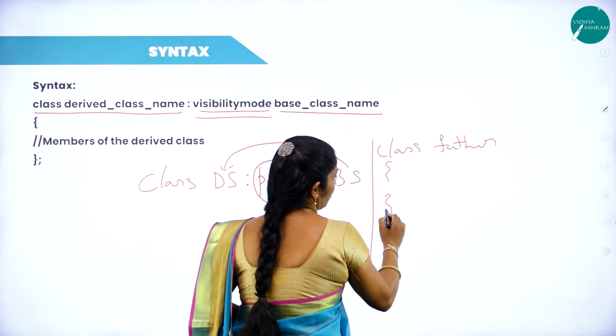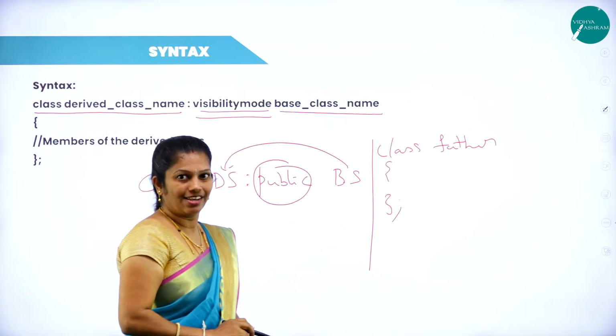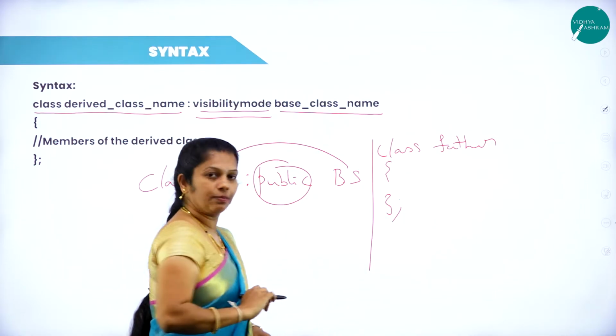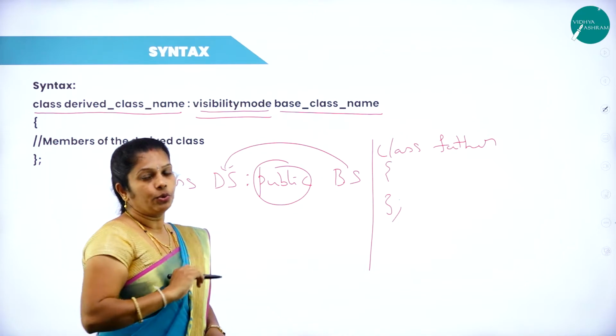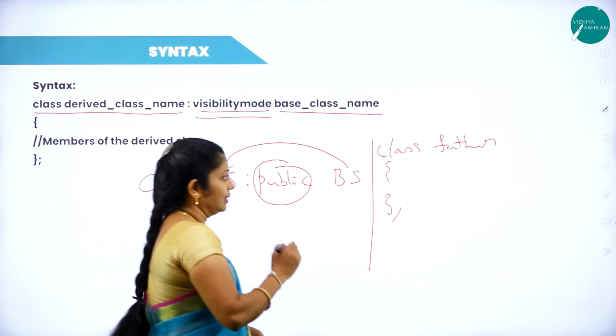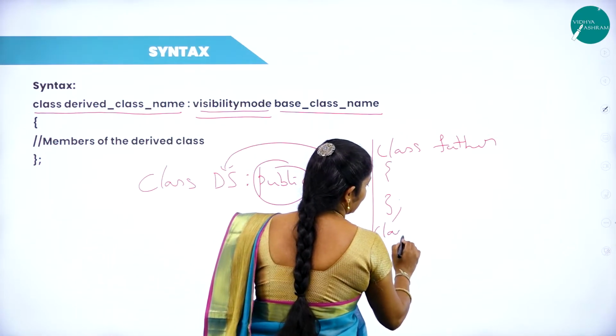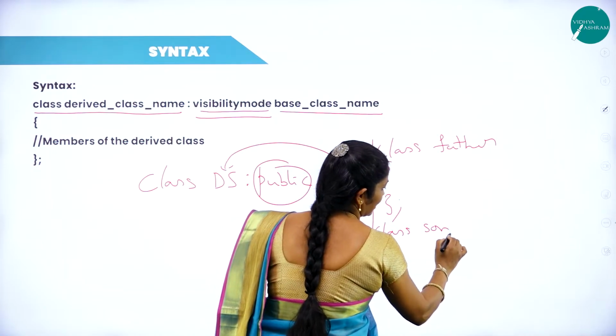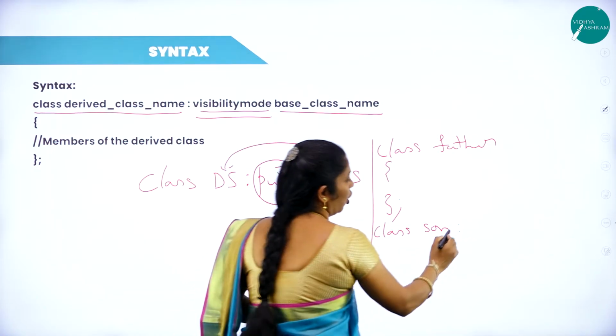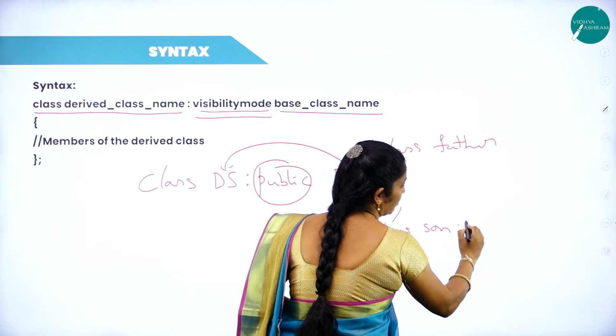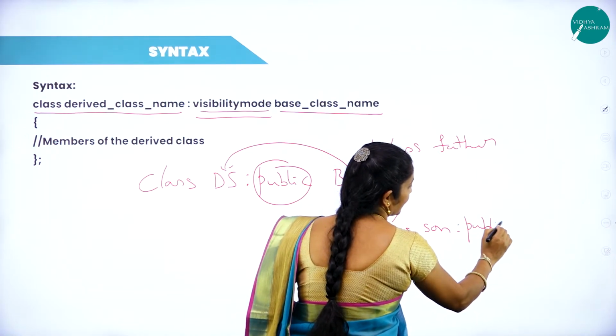Then for father, we want to write the statement, functions, everything. It means that I created one base class. Now I want to create one more class called son. Then next I have to write class, the derived class name son I am going to take. Then colon. After writing this colon, visibility mode I am going to write public.